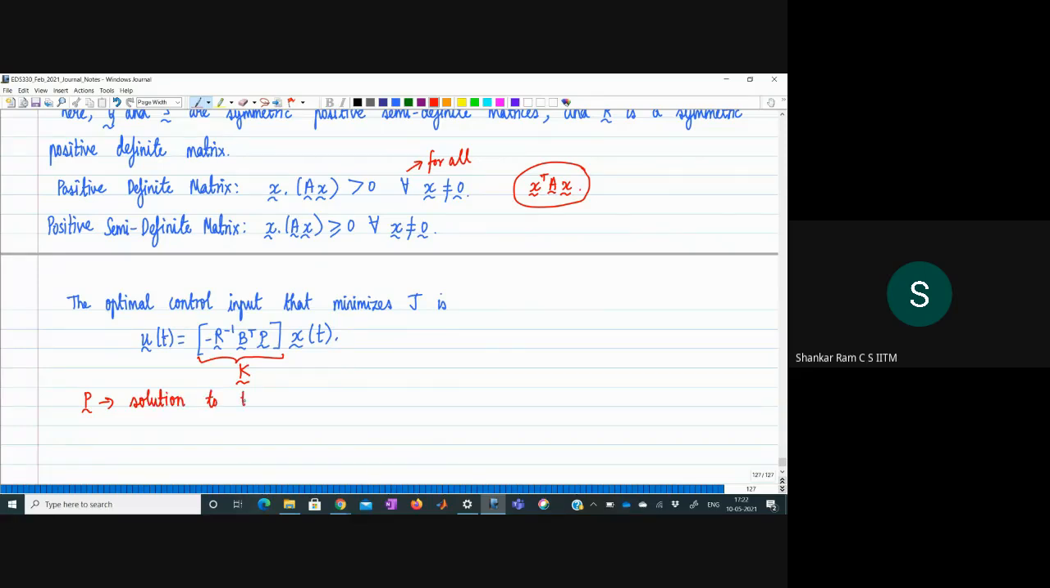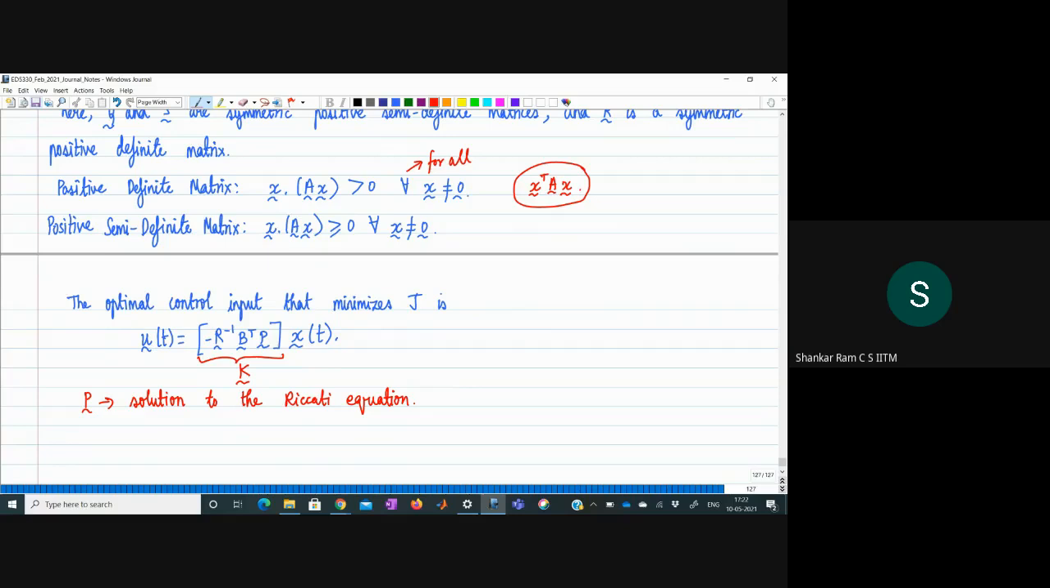This matrix P is what is called the solution to the so-called Riccati equation. There is an equation called the Riccati equation, and this matrix P is the solution to the Riccati equation. So if you go to MATLAB and use the command LQR, or the LQR toolbox, you will be able to get the optimal control.